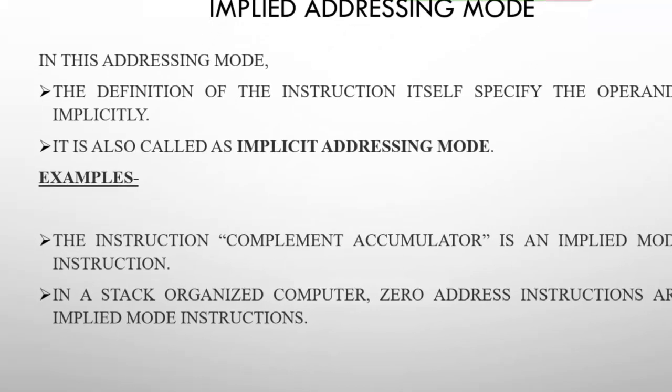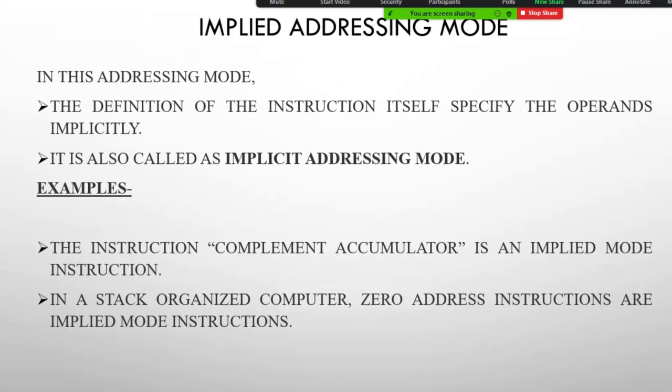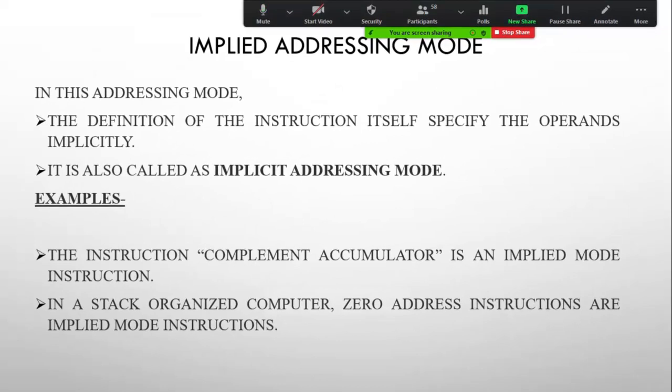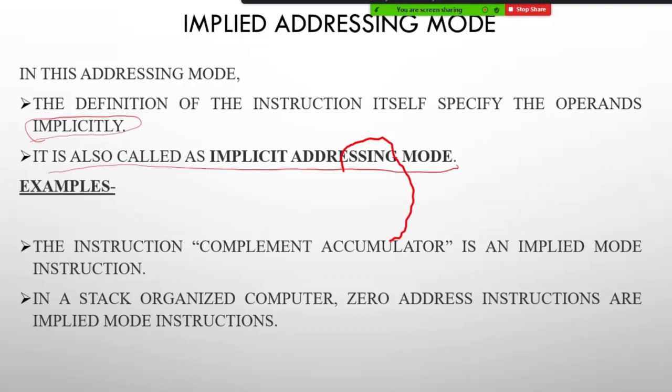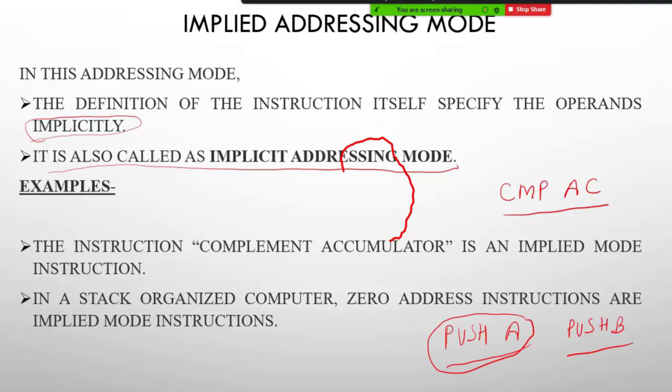So what is implied addressing mode? In this addressing mode, the definition of the instruction itself specifies the operands implicitly. That means the instruction itself specifies the operand implicitly. Now what does implicitly mean? Implicitly means defined in the instruction itself. Implicitly means defined, or you can say included, in the instruction itself. Examples of implied addressing modes: the instruction complement accumulator, push A.